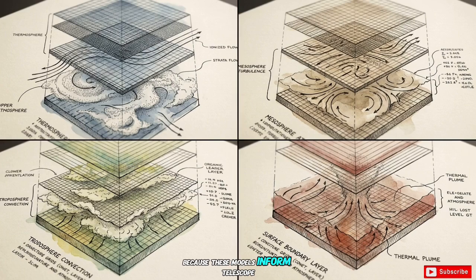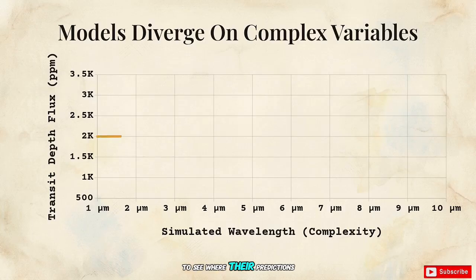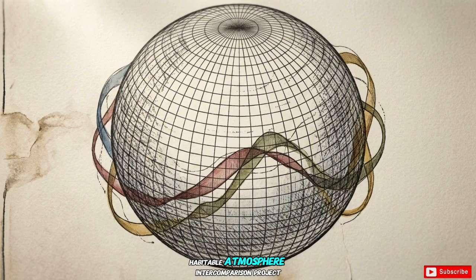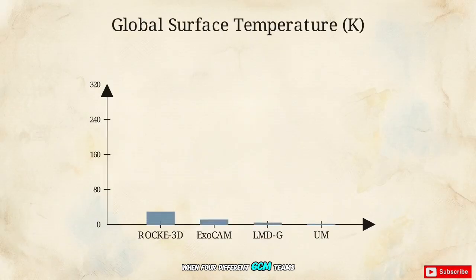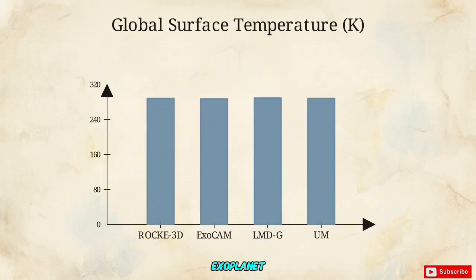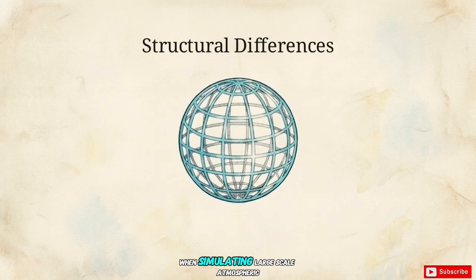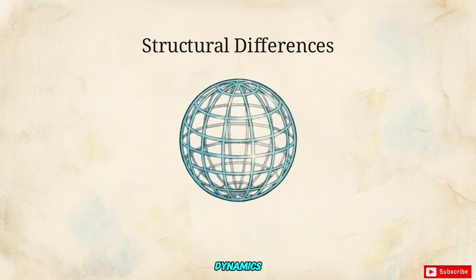Because these models inform telescope observations, their internal physics must be rigorously validated against one another to see where their predictions align and where they diverge. The TRAPPIST-1 Habitable Atmosphere Intercomparison Project, or THAI, serves as the critical testing ground for these models. When 4 different GCM teams run identical parameters for the exoplanet TRAPPIST-1e, they largely agree on the planet's average global surface temperature. However, their structural differences cause them to diverge radically when simulating large-scale atmospheric dynamics.